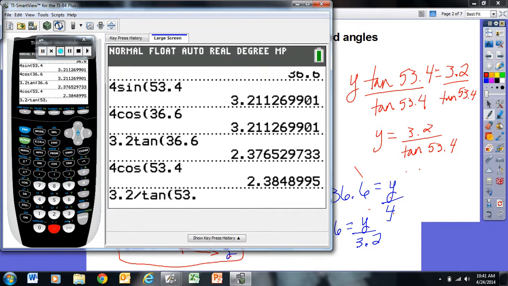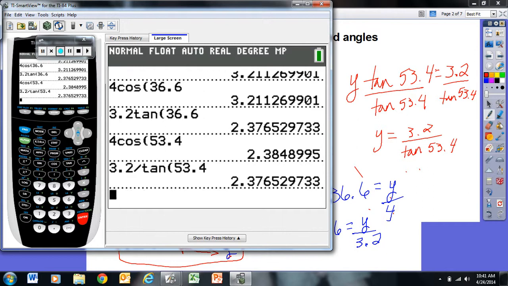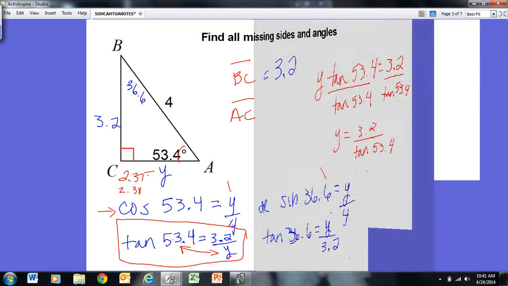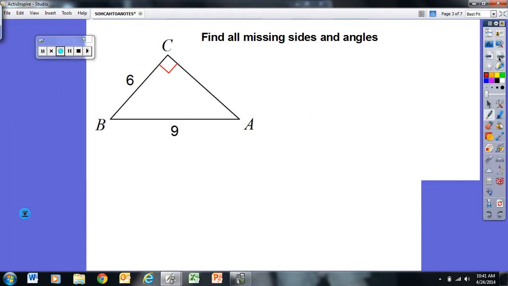$2.38. So they're all 2.38. Okay? That's that. So see if you can, well, this is different now too. So we talked about when the variable, let's say we have cosine of A. I'll show you what I mean.